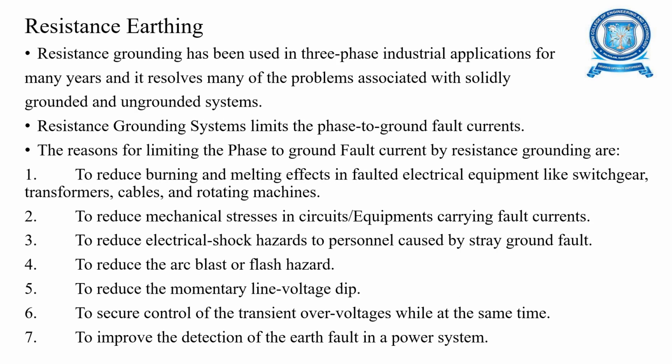Next is resistance earthing. It has been used in three-phase industrial applications for many years. It resolves many problems associated with solidly grounded and ungrounded systems. Reasons for limiting the phase to ground fault current by resistance grounding are: it reduces mechanical stress, reduces electrical shock hazards, reduces the arc blast, reduces the momentary line voltage dip, improves the detection of earth faults in the power system, and reduces burning and melting effects in faulted electric equipment like switchgear, transformers, cables and rotating machines.